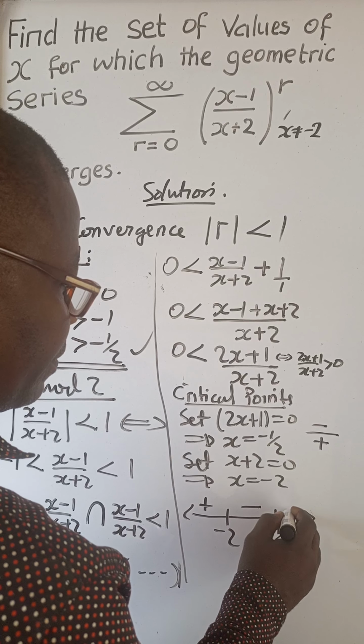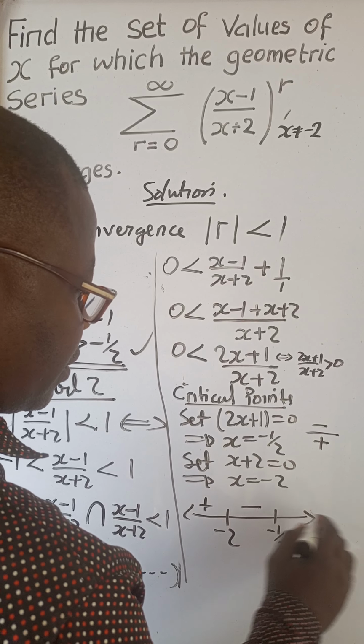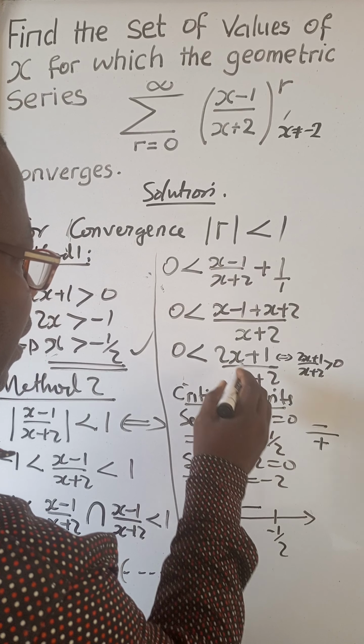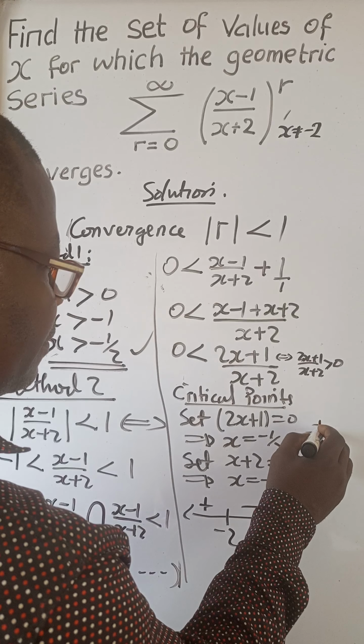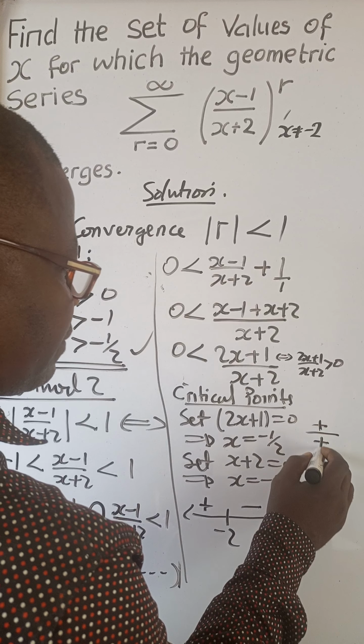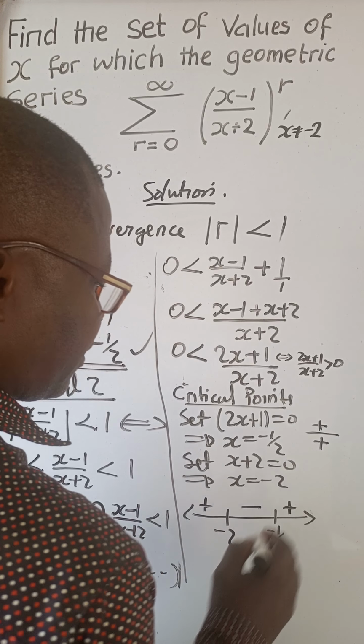We'll take a value this way. A good example could be 0. 0 is to the right of negative half. We'll carry out the same analysis. 2 multiplied by 0 is 0, so we'll have positive 1 here. 0 plus 2 here, we'll have positive 2. Positive divided by positive, positive.